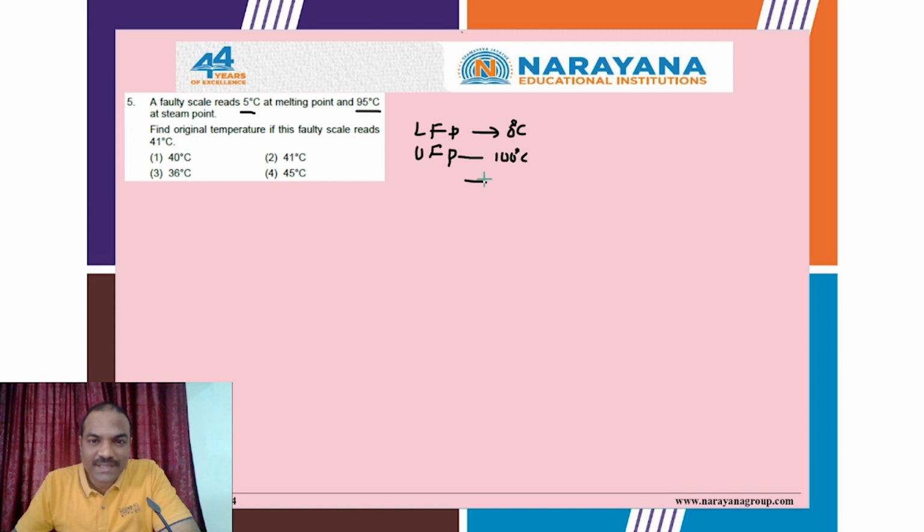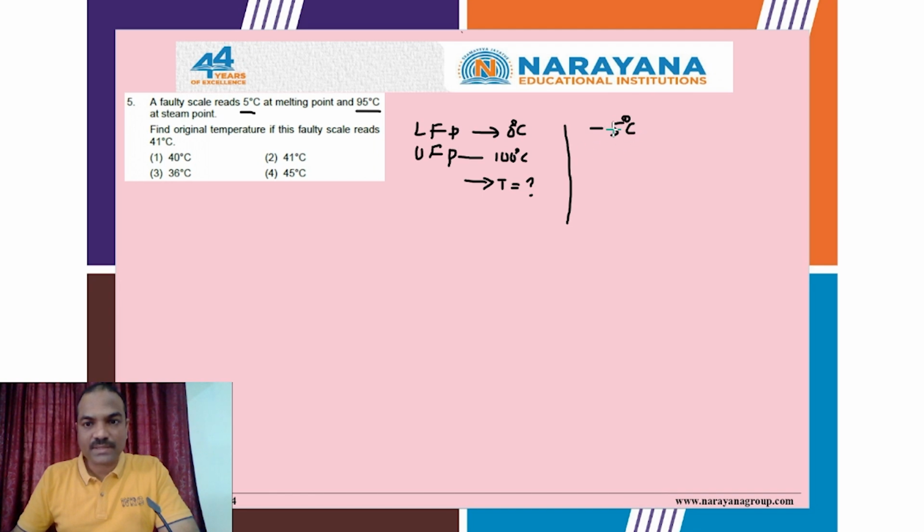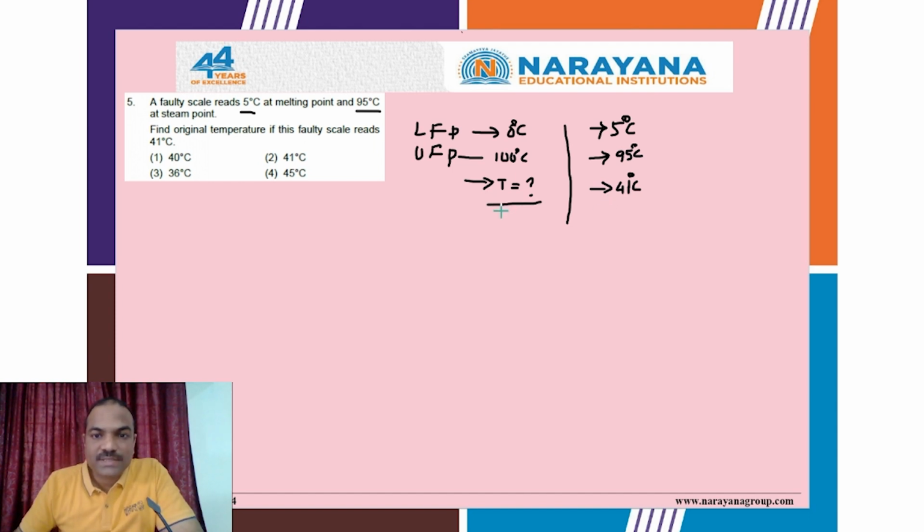In the actual scale, the temperature is T. Now what about the faulty scale? The faulty scale reads the lower fixed point as 5 degrees centigrade. It's not minus, okay. And then the upper fixed point is 95 degrees centigrade. And what is the reading? The reading is 41 degrees centigrade. Understood? Now they are asking for the original temperature.